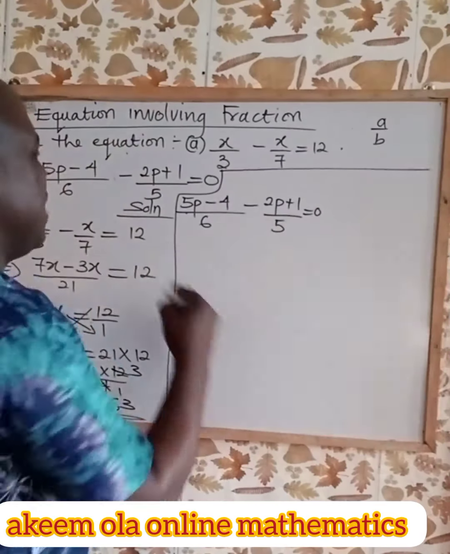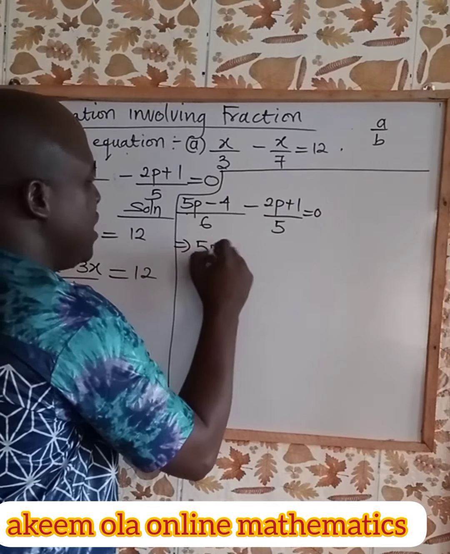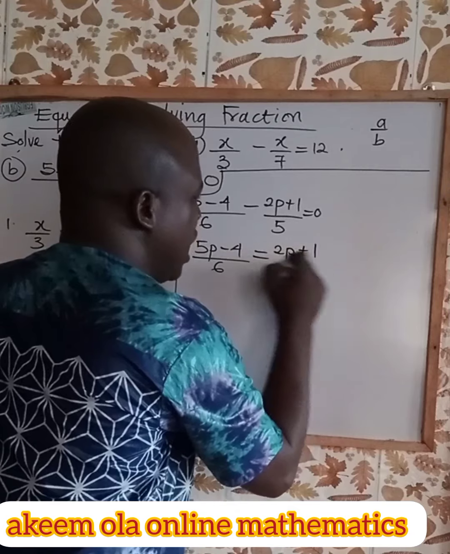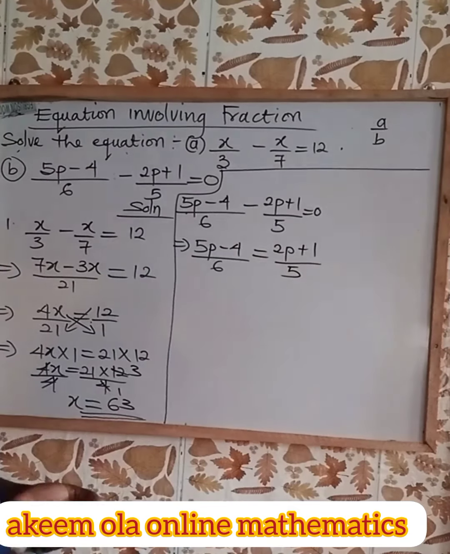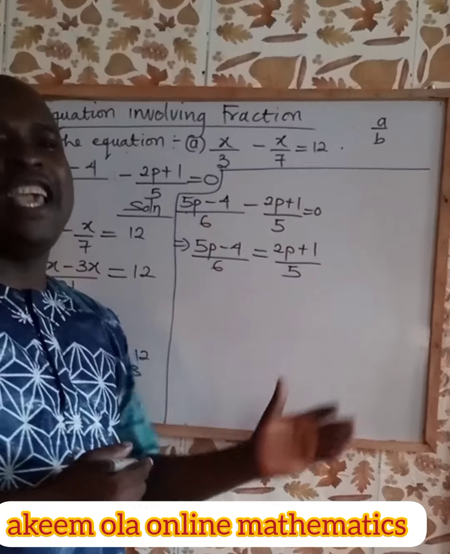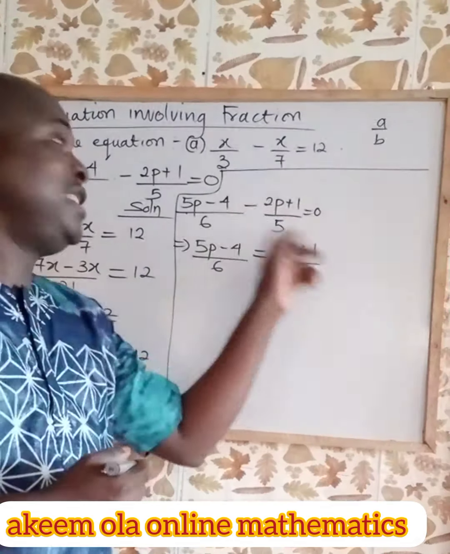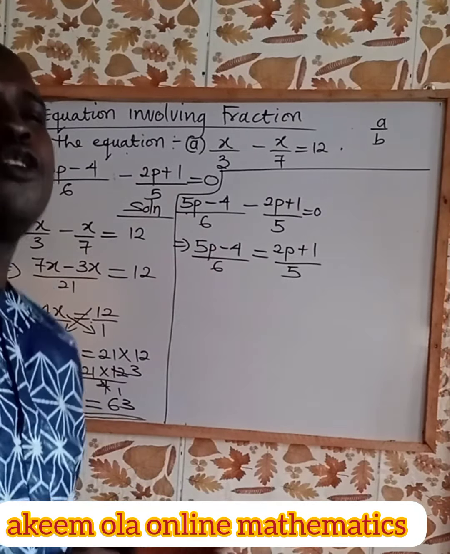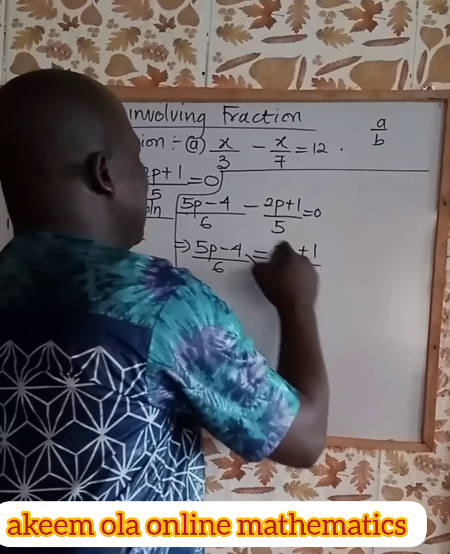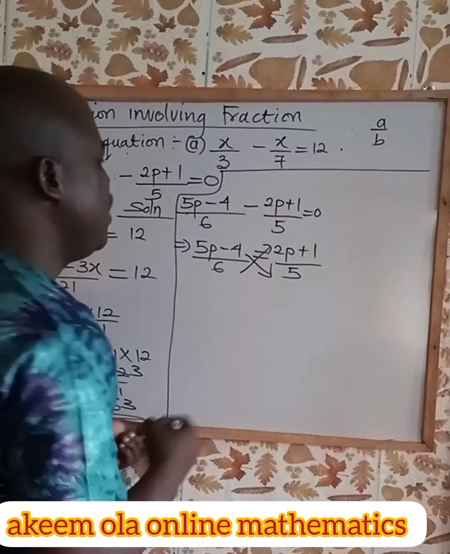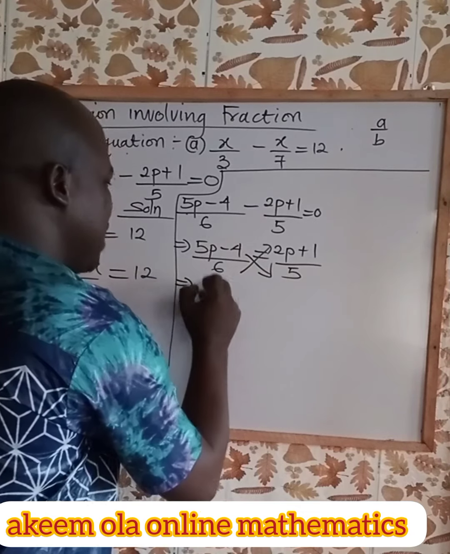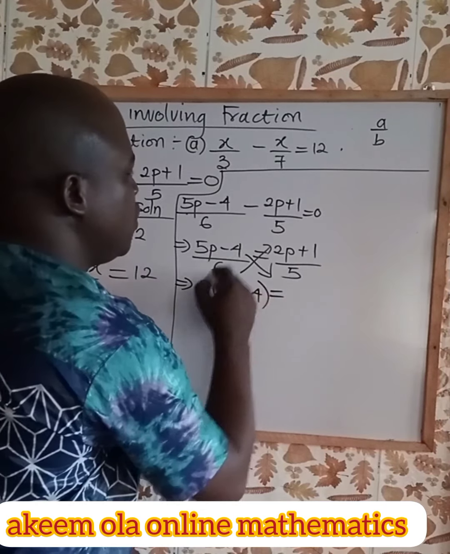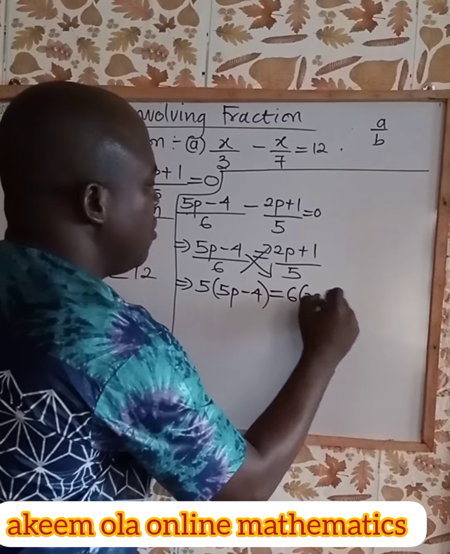If I move it to the other side, that means I'm going to have 5p minus 4 all over 6, which is now equal to 2p plus 1 all over 5. So from here, I have a fraction here, I have a fraction here. You know when this one comes here, the sign will change. It is negative here. When you add it to 0, it will become positive. So from here, we can now cross multiply. This one will multiply this, while this will multiply this. That means we are going to have 5 into 5p minus 4 is now equal to 6 into 2p plus 1.